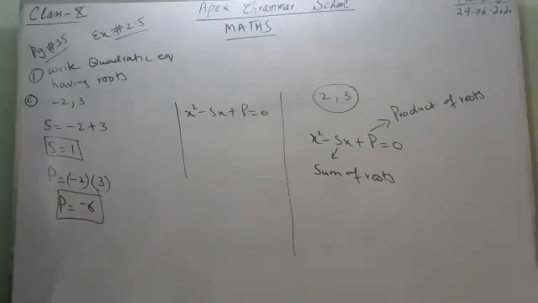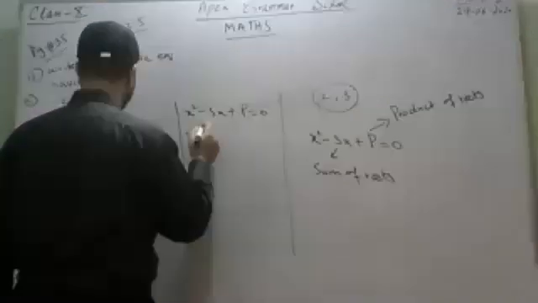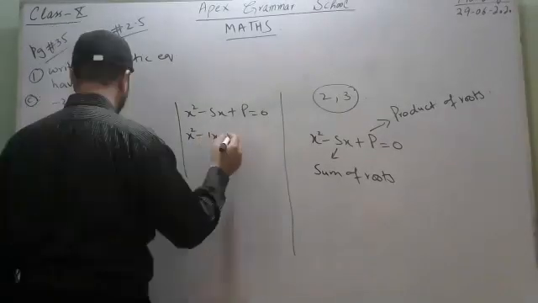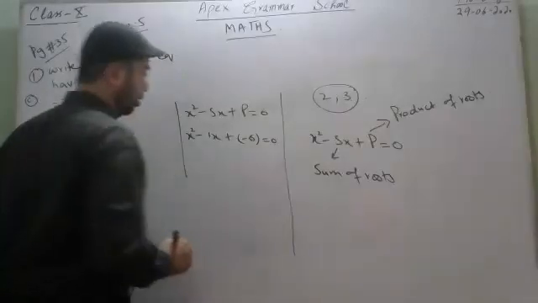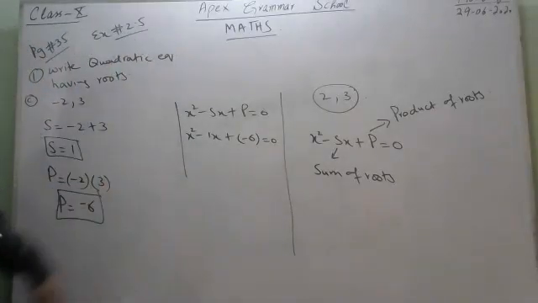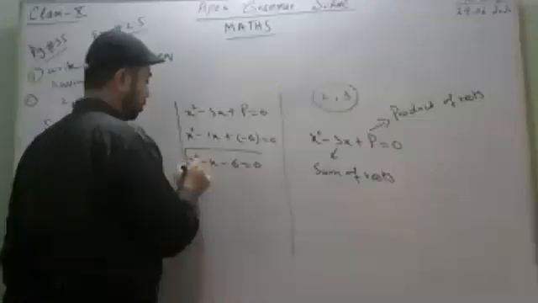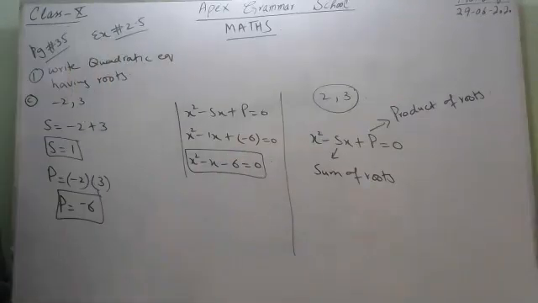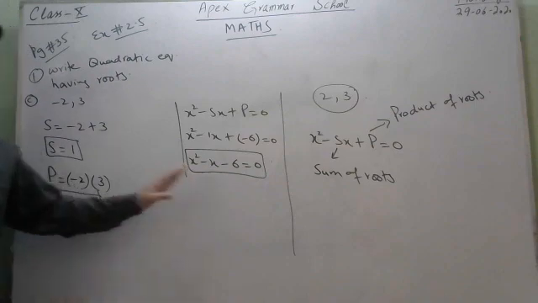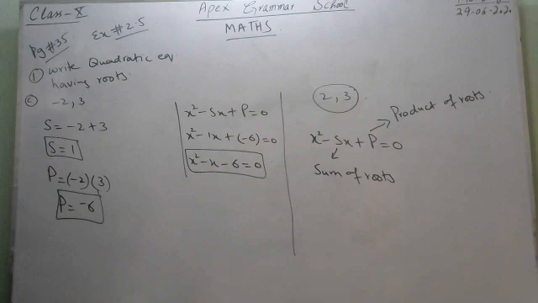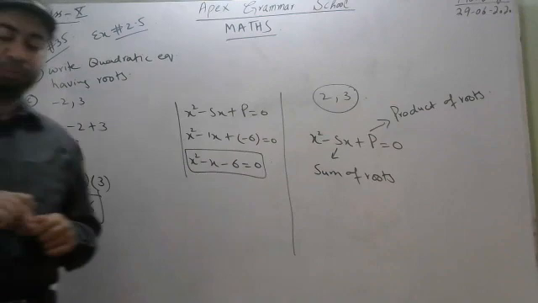Now s and p value we have. Now put them in the formula: x square minus s, means 1, x plus p, minus 6. Now that will become x square minus x minus 6 is equal to 0. This was a quadratic equation whose roots are minus 2 and 3. After that, all the questions are of the same sense. We will solve part G and part H.